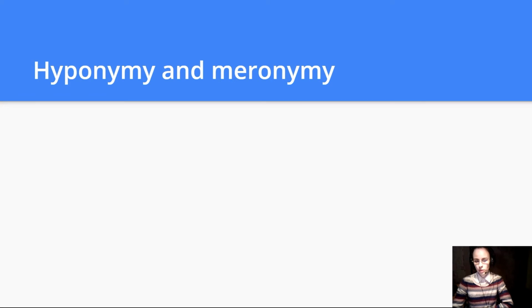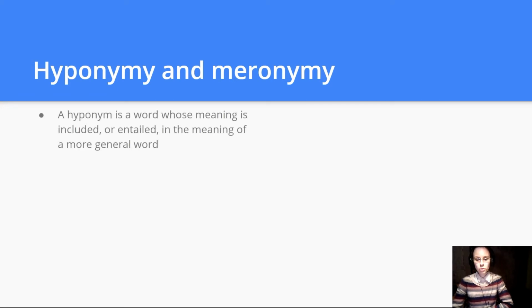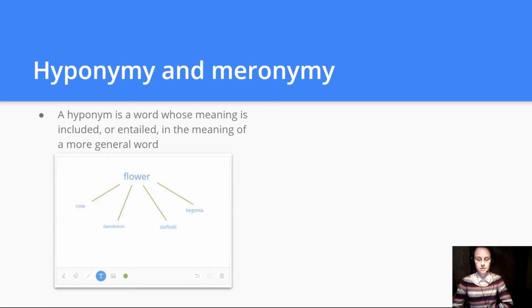The first aspect we are going to discuss is hyponymy and meronymy. A hyponym is a word whose meaning is included in the meaning of a more general word. What does it mean? For example, let's take the word flower. What flowers do you know? You can pause the video, make some predictions, but most of you will probably say roses, daffodils, chamomiles, and so on. So all these words are hyponyms.